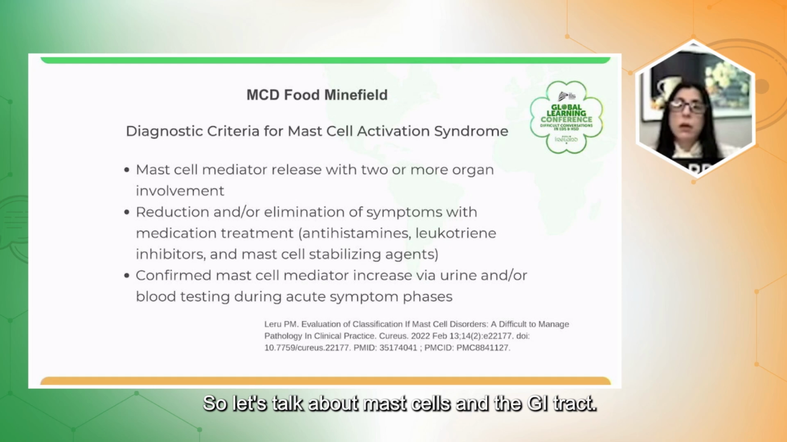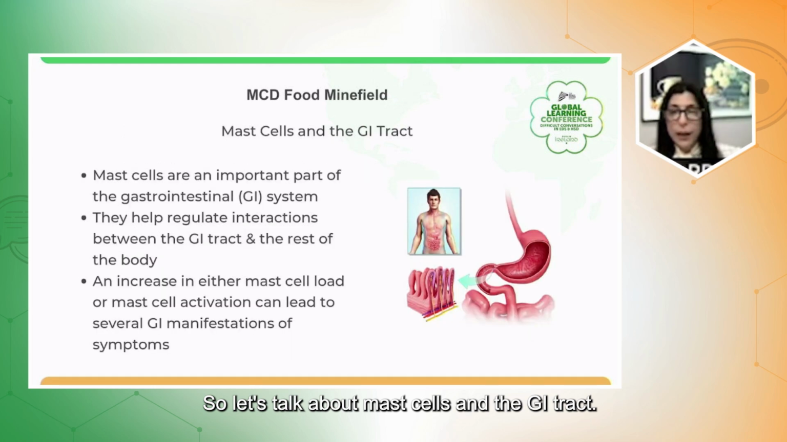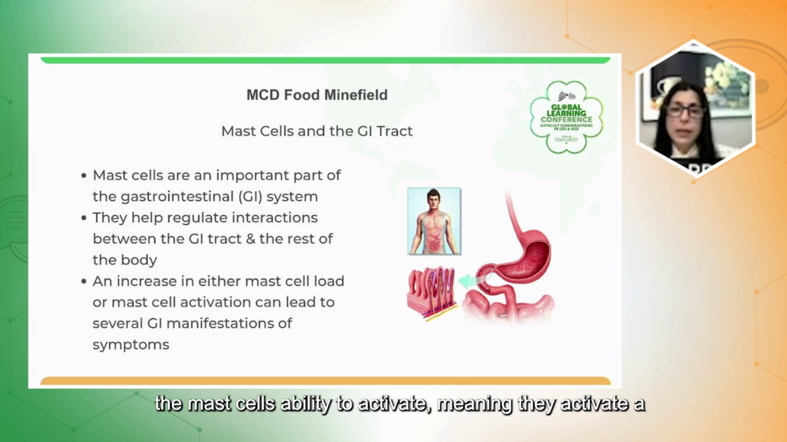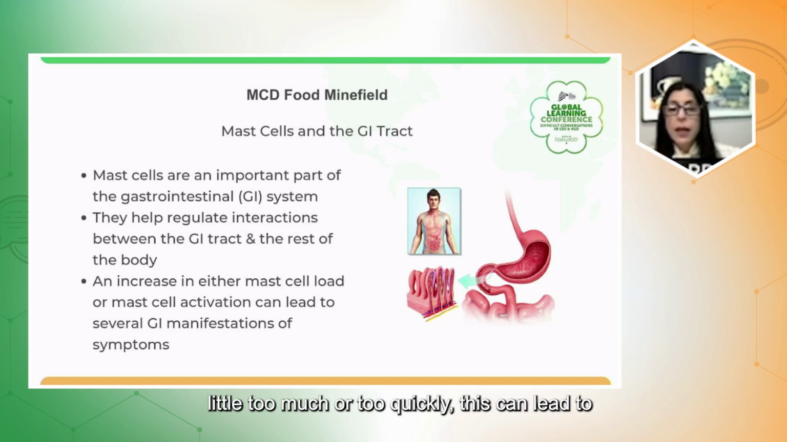So let's talk about mast cells and the GI tract. So mast cells that are going to affect the GI tract are going to affect nutrition. The mast cells in the gut are an important part of the GI system. They help to regulate the interactions between the GI tract and the rest of the body. So if a person has an increase in either the mast cell load, meaning the amount of mast cells, or the mast cell's ability to activate, meaning they activate a little too much or too quickly, this can lead to a lot of GI manifestations of symptoms.